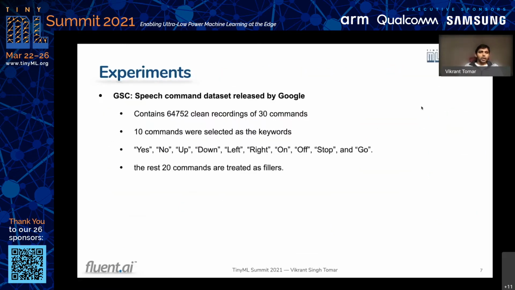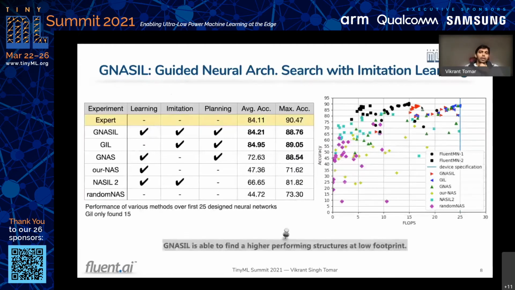Okay, so how did we evaluate these systems? We evaluated these on an openly available data set called Speech Commands from Google. This is a keyword spotting task for speech recognition, containing about 65,000 recordings of 30 commands. Some of those commands, 10, were taken as the keywords we wanted to detect, and 20 as the filler words that we wanted to reject. This is a fairly standard setup for this task, and many papers in the literature also cover this similar setup.